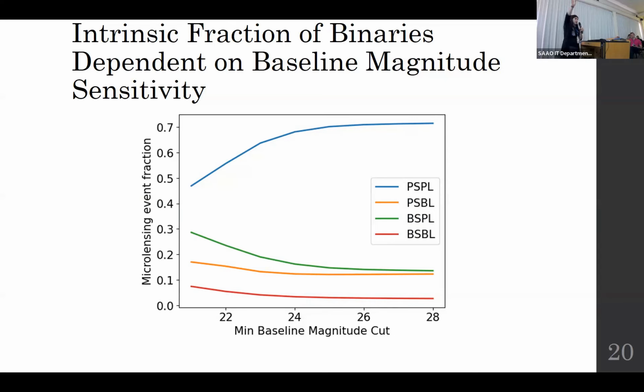And so at any given vertical slice, that's the minimum baseline magnitude cut. And you can see the fraction of microlensing events at each of those values. And so for current ground-based surveys, you can see that more than half of the microlensing events include a binary. But as we push towards fainter baseline magnitudes, you can see the actual fraction of binaries decreases. But we still have a lot of work to do with actually fitting the microlensing events and such.